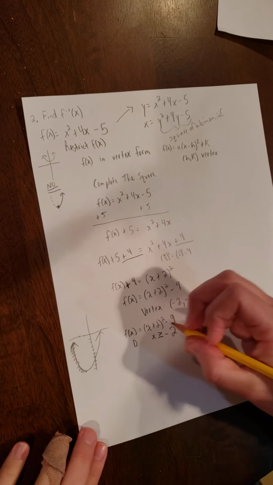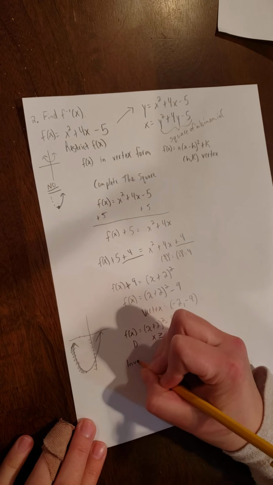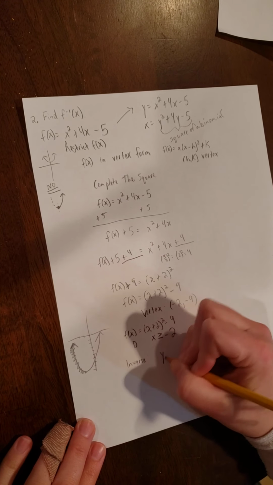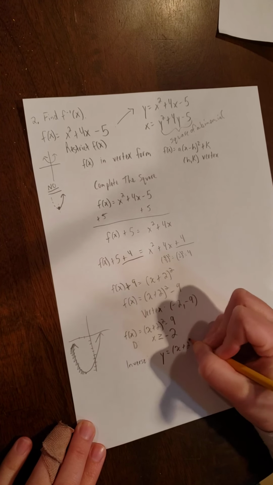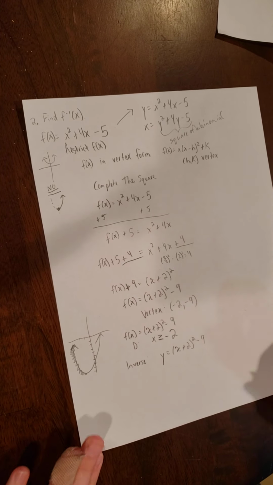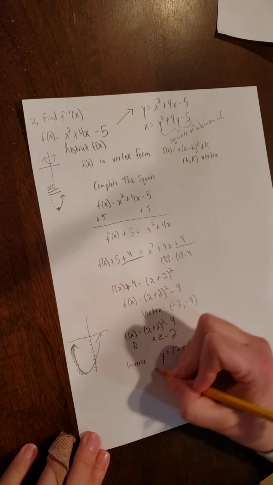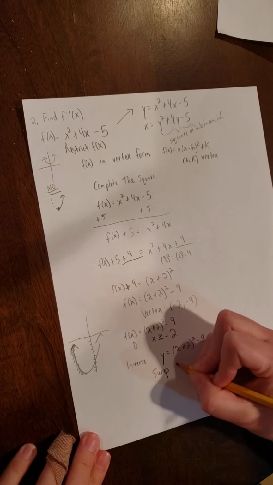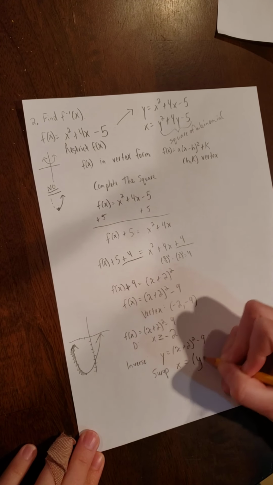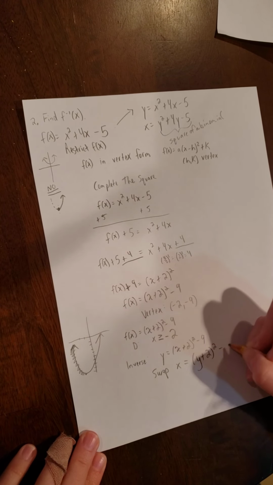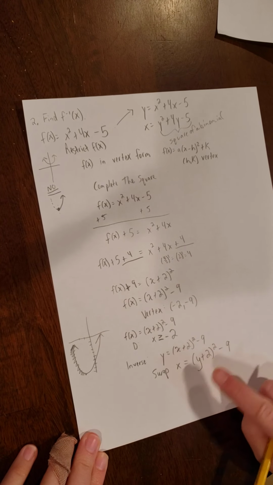So let's get the inverse. First I just write y equals (x plus 2) squared minus 9. I didn't do anything yet, I just replaced f of x with y. So now we swap x and y. This is x equals, in parentheses, y plus 2 squared, square of a binomial. And now we need to get y by itself.